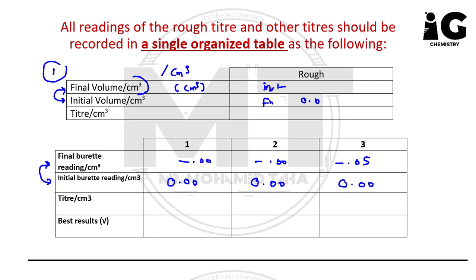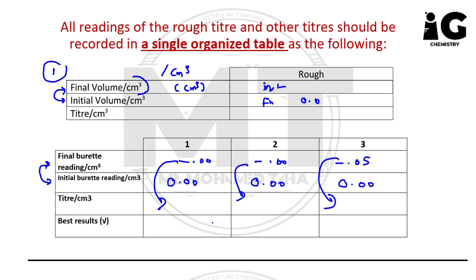Okay guys, so here you have 2 separate tables, one for the rough titer, which is the first one, and the other one for your other titrations. And here you write down the titer, and of course the titer will be the final minus initial, so all the time you could put here quickly the final reading without making any subtracting or something like this. And finally you have to check the best results.